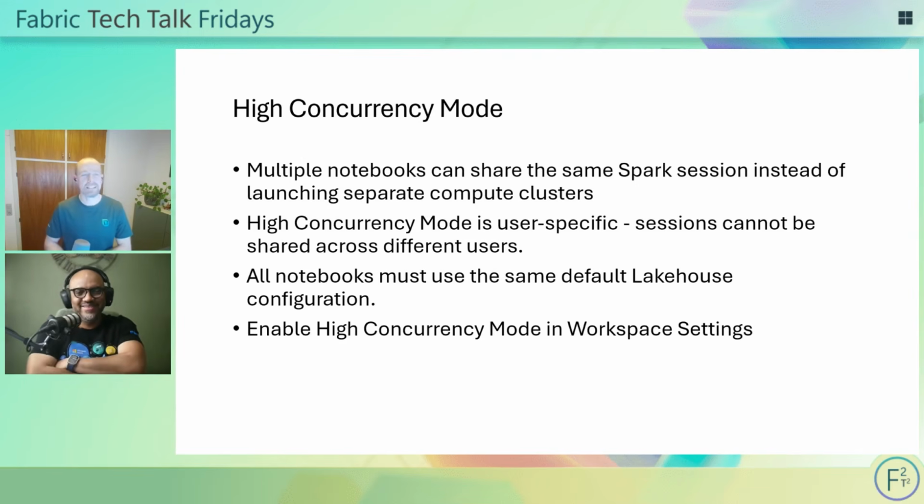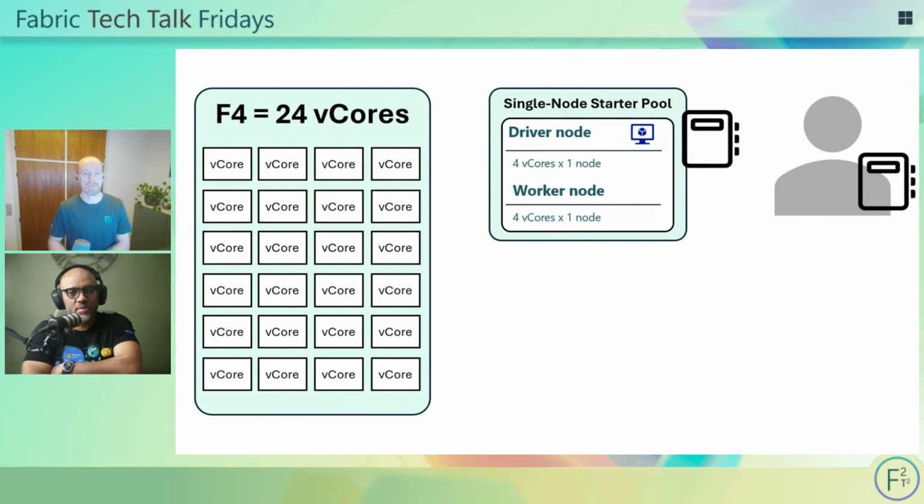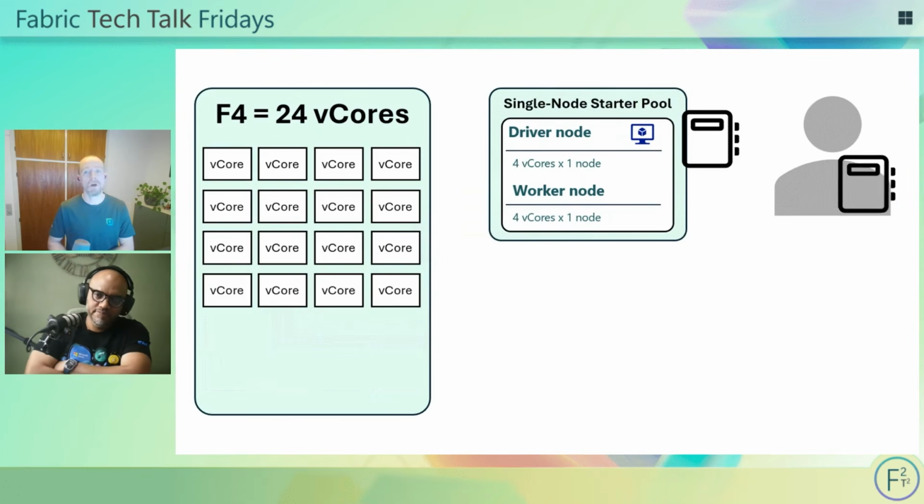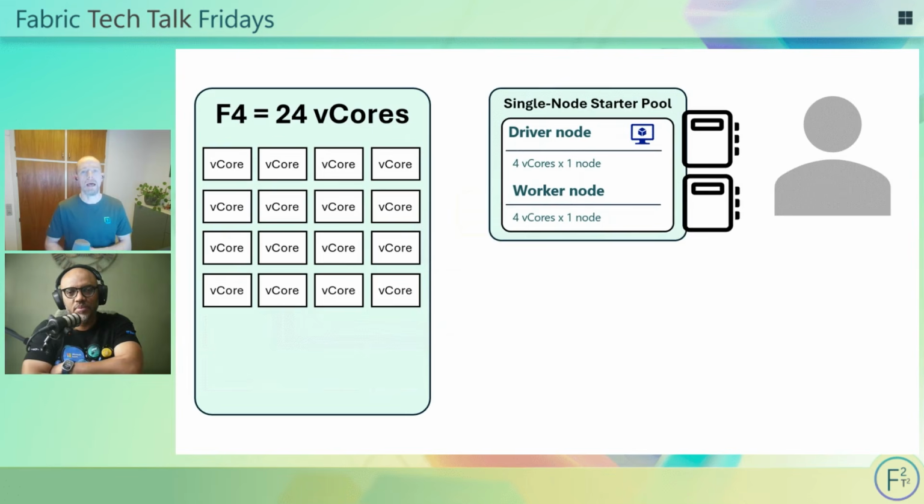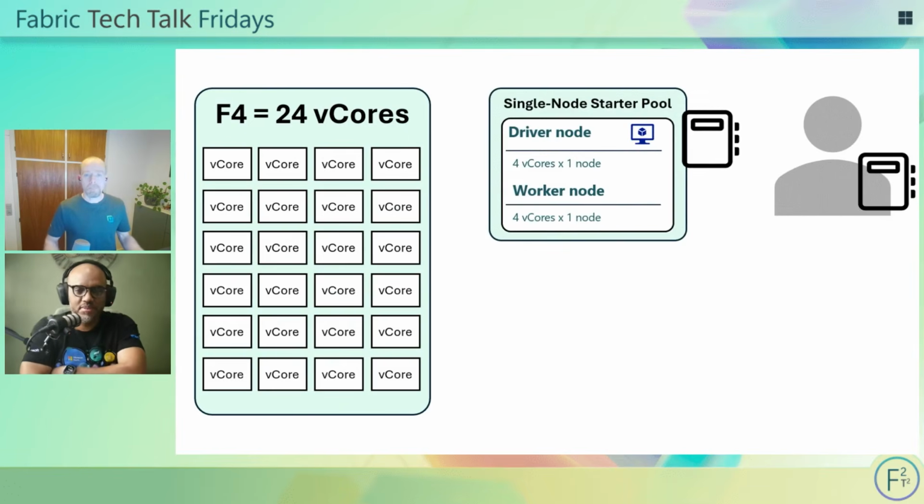Exactly. And that is where high concurrency mode comes in, because when we just started, like I did before, we start what is called a standard mode. But with high concurrency, we have the ability to attach multiple notebooks to the same session. So in that example, if I have 2 notebooks, I can attach one and only use these 8 vCores there, and then I can attach the second one also on the same starter pool, and still have 16 vCores left for other developers on this small F4 capacity.